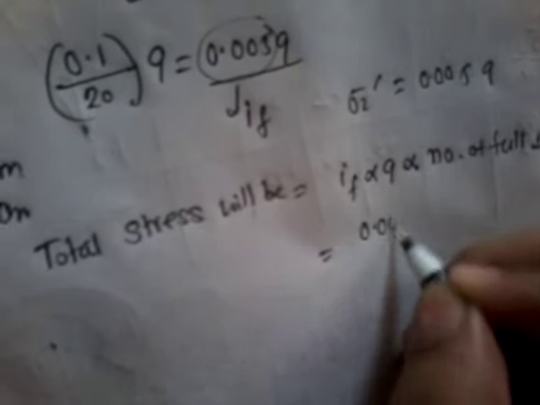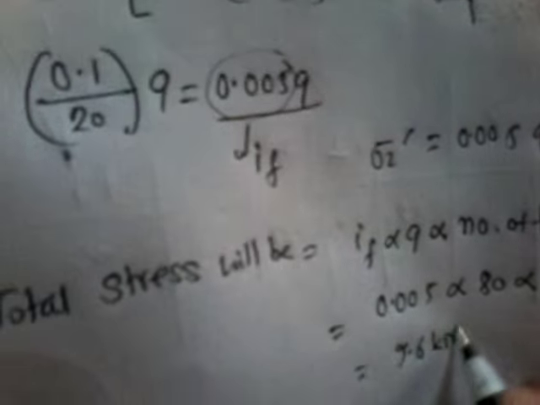Then we get the Newmark chart values. The influence value will be 0.005, and q, from our question, is 80 kilonewton per meter square. So 80 into the full segments. If you draw it, you get a total of 80 segments, so the value comes to 9.6 kilonewton per meter square.